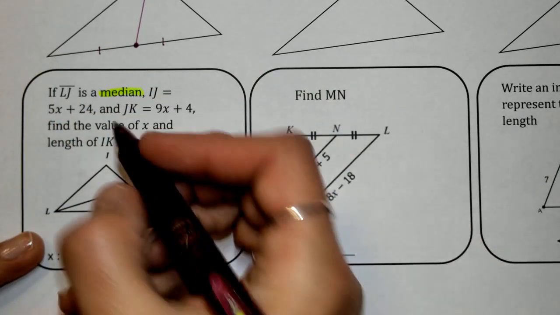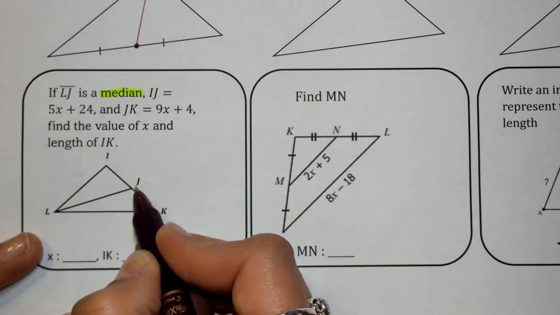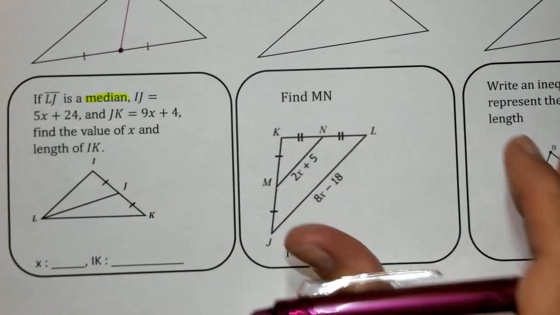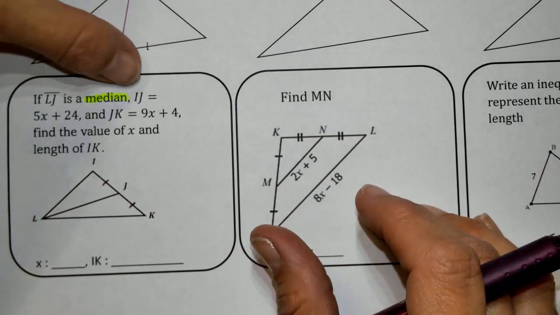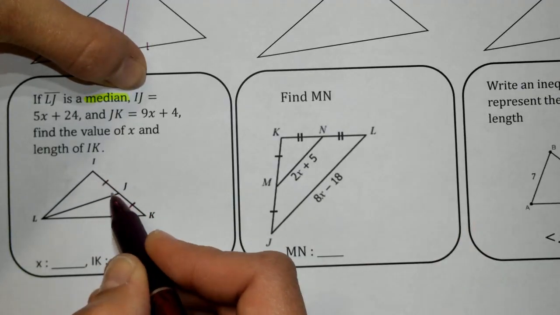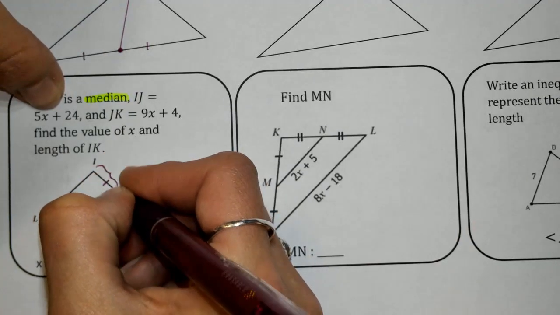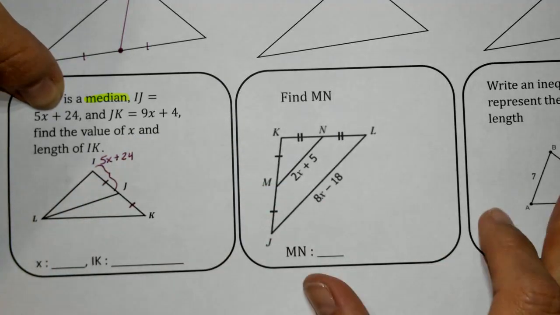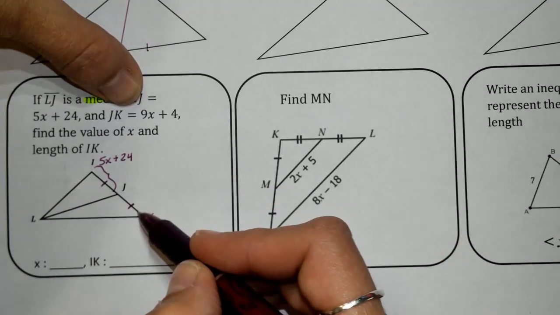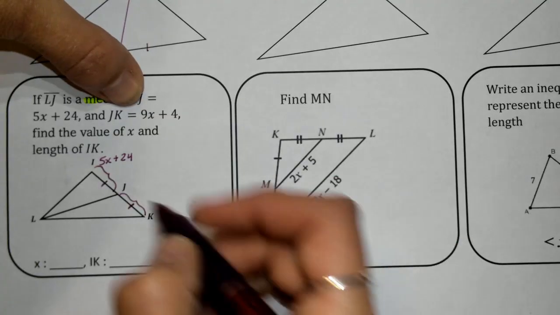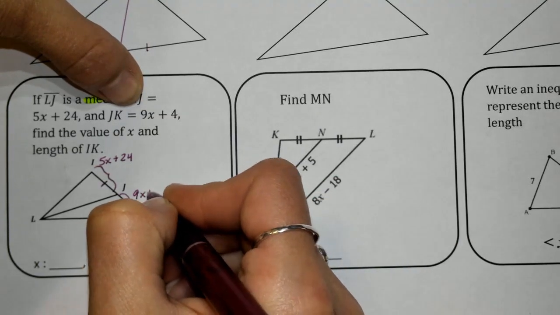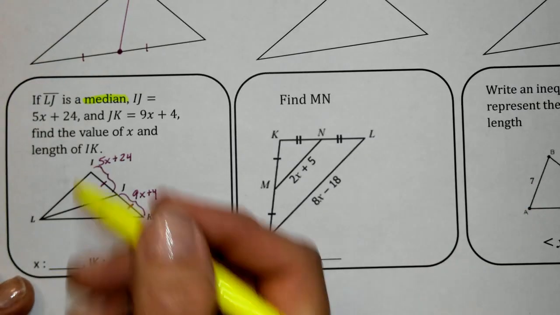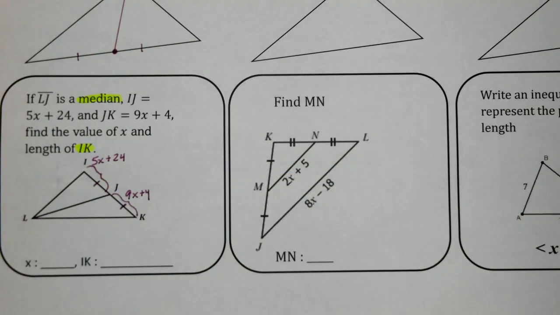So we'll go down here and see, okay, segment LJ, median, that means J is the midpoint, put our tick marks, and let's look at what we have. IJ, from I to J, is going to be 5x plus 24, so we'll go ahead and write that in. Please label. JK, okay, that's the other part. That's going to be 9x plus 4. We're going to find the value of x and the length of IK. Be careful. Where is IK?